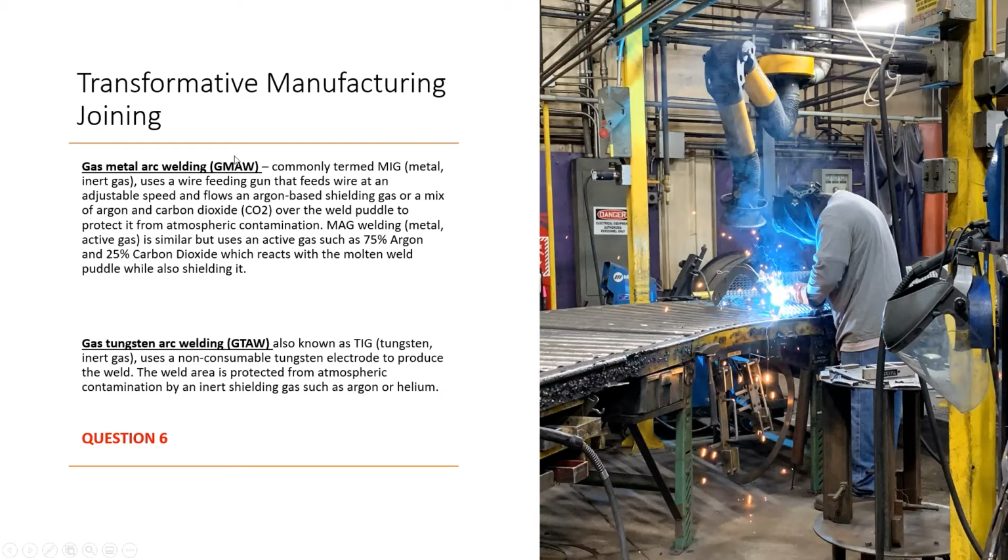Question 6, again, talking about the two different types of welding here. So we have the MIG weld and TIG weld, and really just what are the common differences. So metal inert gas versus tungsten inert gas.